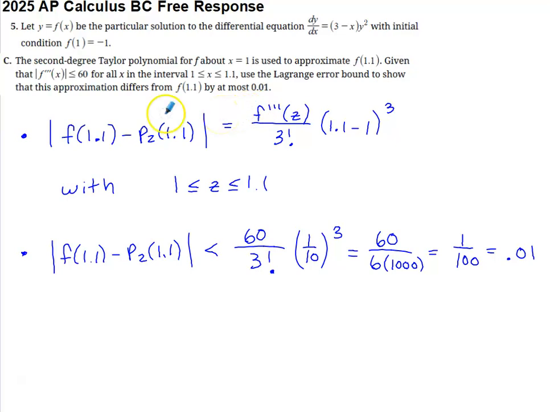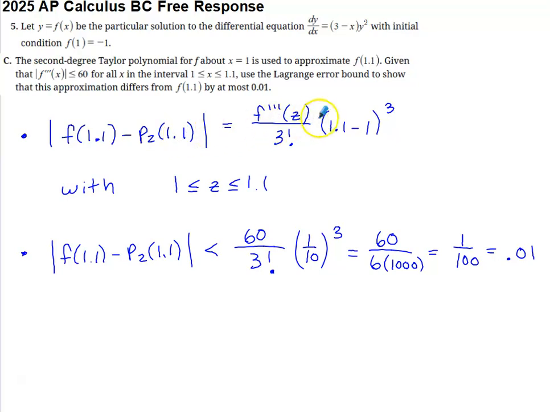Okay, so what I did is I started with Taylor's remainder. The exact difference between the function value at 1.1 and the second degree Taylor polynomial value at 1.1 is going to be established by this expression here. The third derivative evaluated at z divided by 3 factorial times (1.1 minus 1) cubed is where I'm making my estimate.